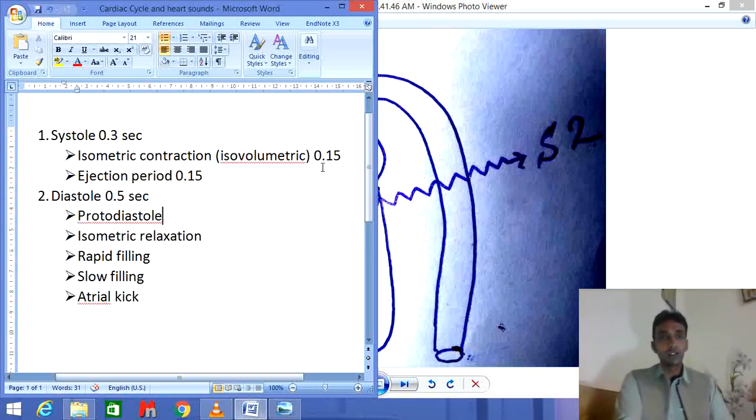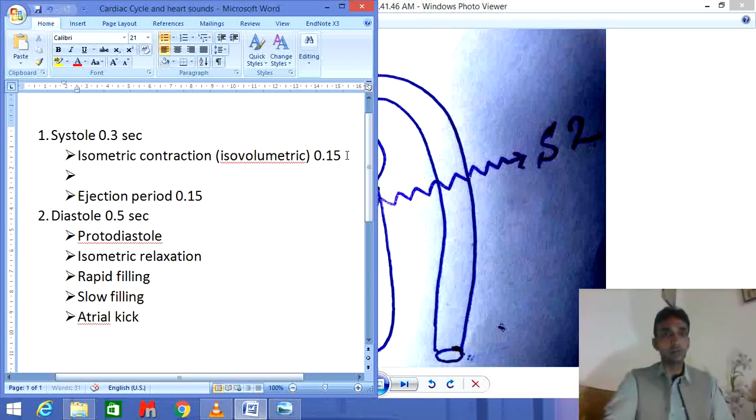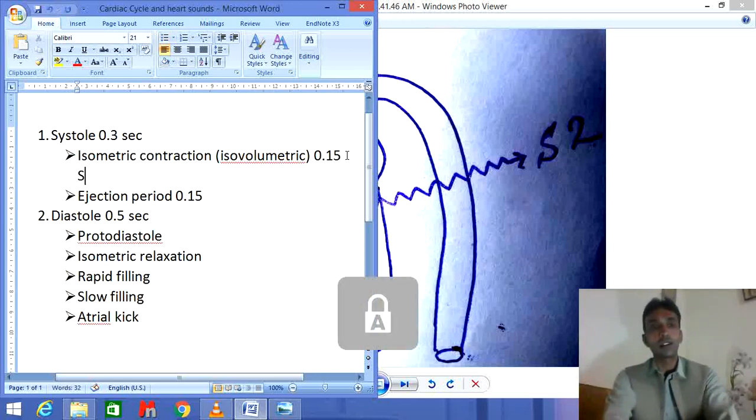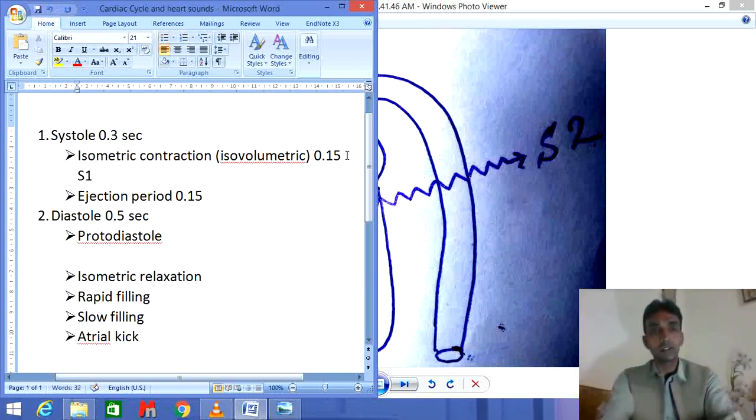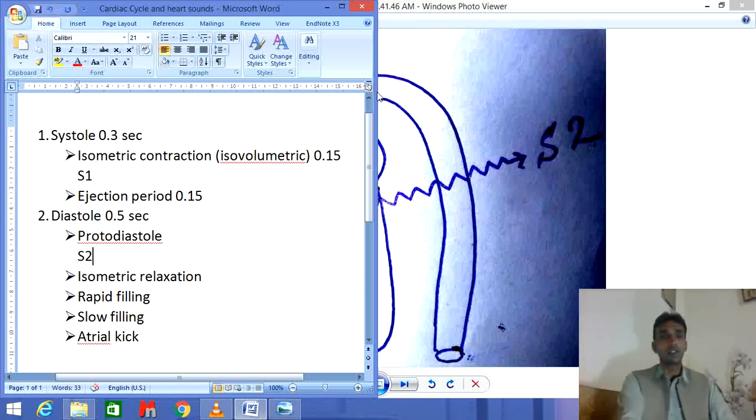The first sound is always heard after the isometric contraction. That was the S1 sound. And the second sound is always heard after the protodiastole. That is the S2 sound. The S1 sound is created by the bicuspid and tricuspid valves, while the S2 sound is created by the semilunar valves.